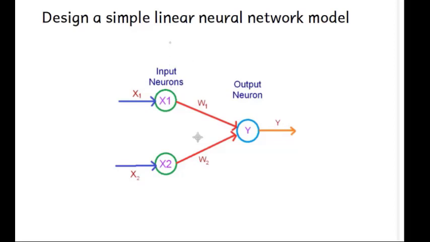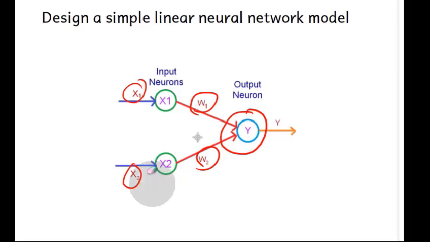At this point we have the two inputs. This is one neuron x1, this is x2, the other neuron. These are the input neurons. X1 is the input to the first neuron, x2 is the input to the second neuron, and these inputs are connected to the output neuron by the weights w1 and w2.